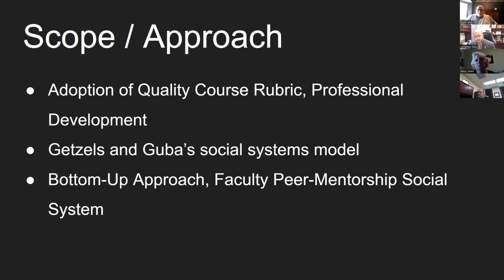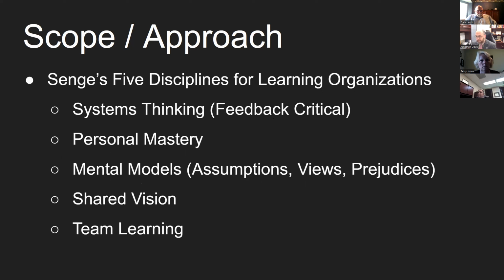But like I said, the rubric I originally thought was a technical fix to a technical problem, but this turned out to be more of an adaptive problem. And so the social systems model really is what helped step in and address that.